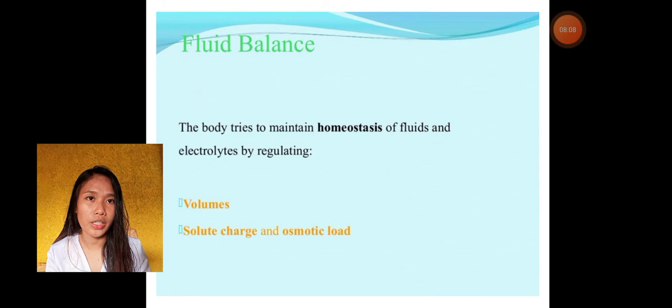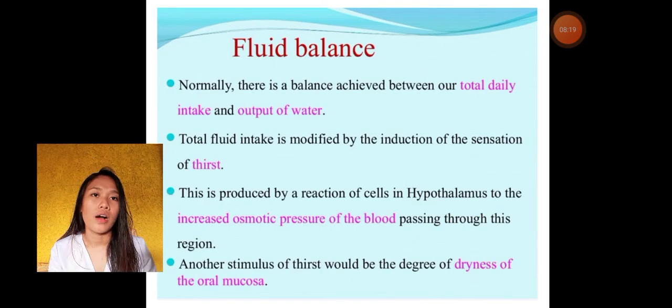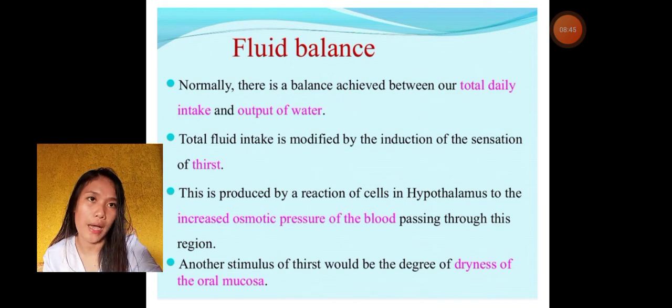Fluid balance. The body tries to maintain homeostasis of fluids and electrolytes by regulating volume, solute charge, and osmotic load. Normally, there is a balance achieved between our total daily intake and output of water. So, total fluid intake is modified by the induction of the sensation of thirst. This is produced by a reaction of cells in the hypothalamus to increased osmotic pressure of the blood passing through this region. Another stimulus of thirst would be the degree of dryness of the oral mucosa.